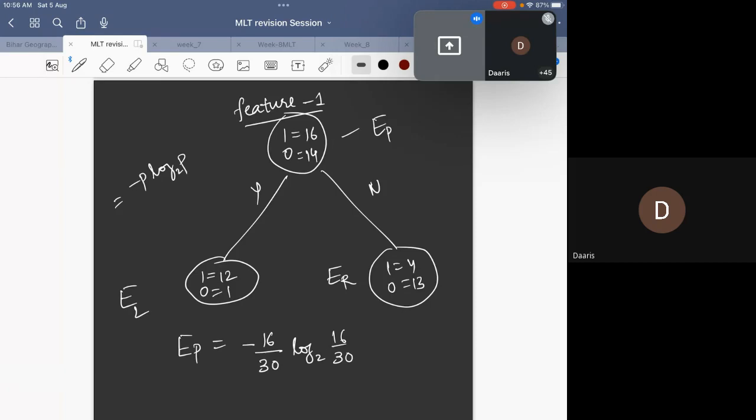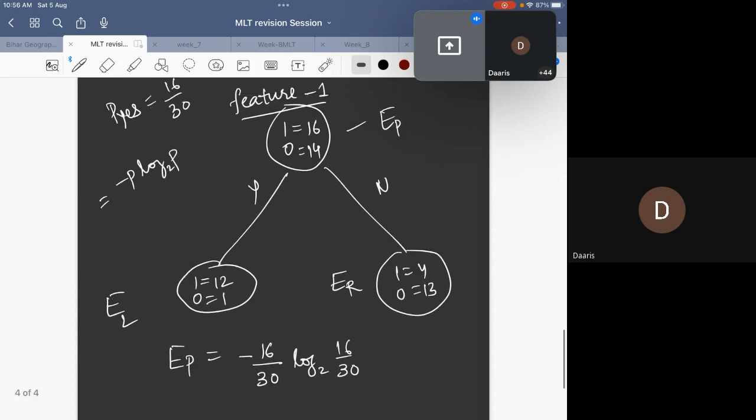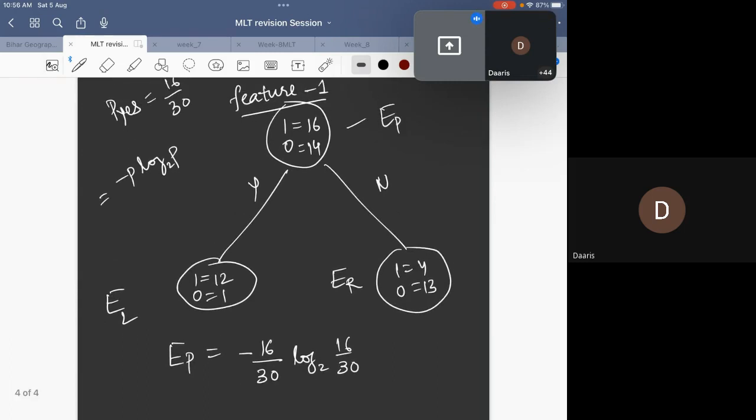Okay, and how do you calculate this probability? The 16 upon 30, right? From here. Yes. So similarly, you'll do it for all of them. So EP you have calculated like this, minus, and the same thing you'll do for class 0. For class 1 you have done it, and then the same thing you'll do for class 0 also. So it will be minus 14 by 30 log base 2 of 14 by 30.